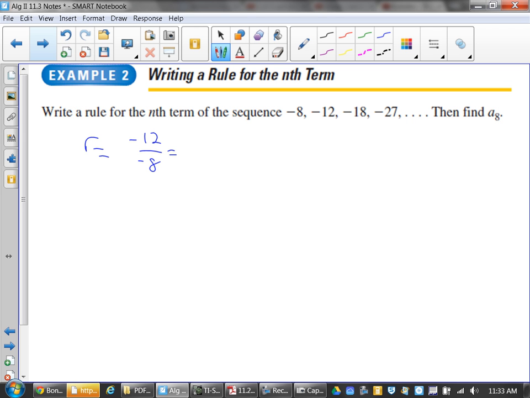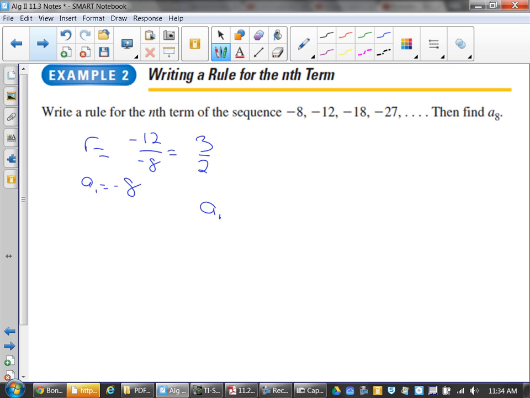Yep, what do you get? 1.5. But I want a fraction. Very good. I'm sure you just did 12 divided by 8, right? Did you know how to convert that back to a fraction in the calculator? Math, enter. Just making sure. So there's my rate, 3/2. What's my first term? -8.